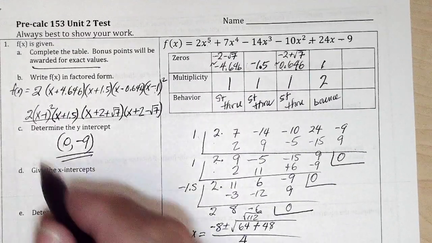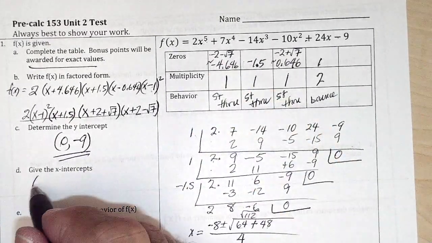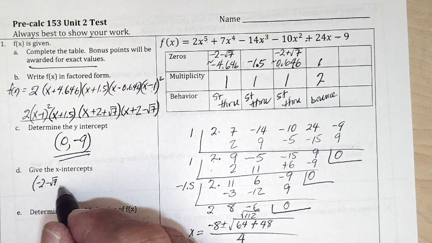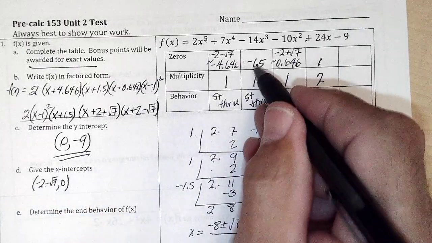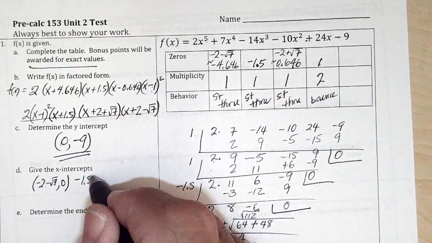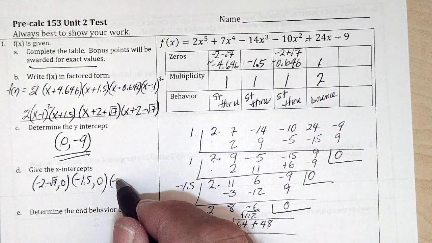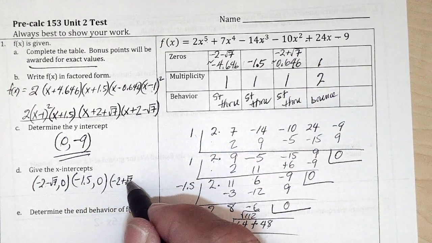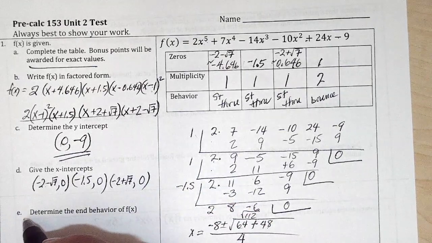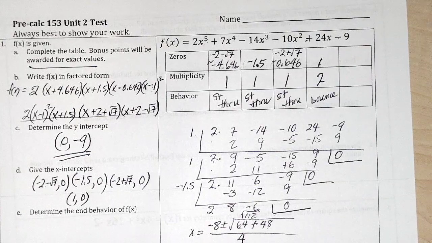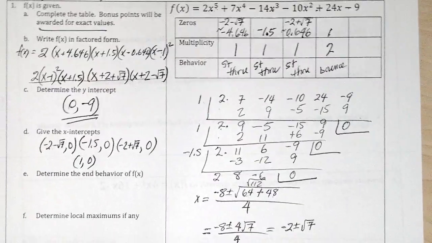What are the x-intercepts? They were -2 minus the square root of 7 gave us 0. -1.5 gave us 0. -2 plus the square root of 7 gave us 0. And 1 gave us 0. Those are the x-intercepts. Again, intercepts are points. So you should be giving me coordinates of points.